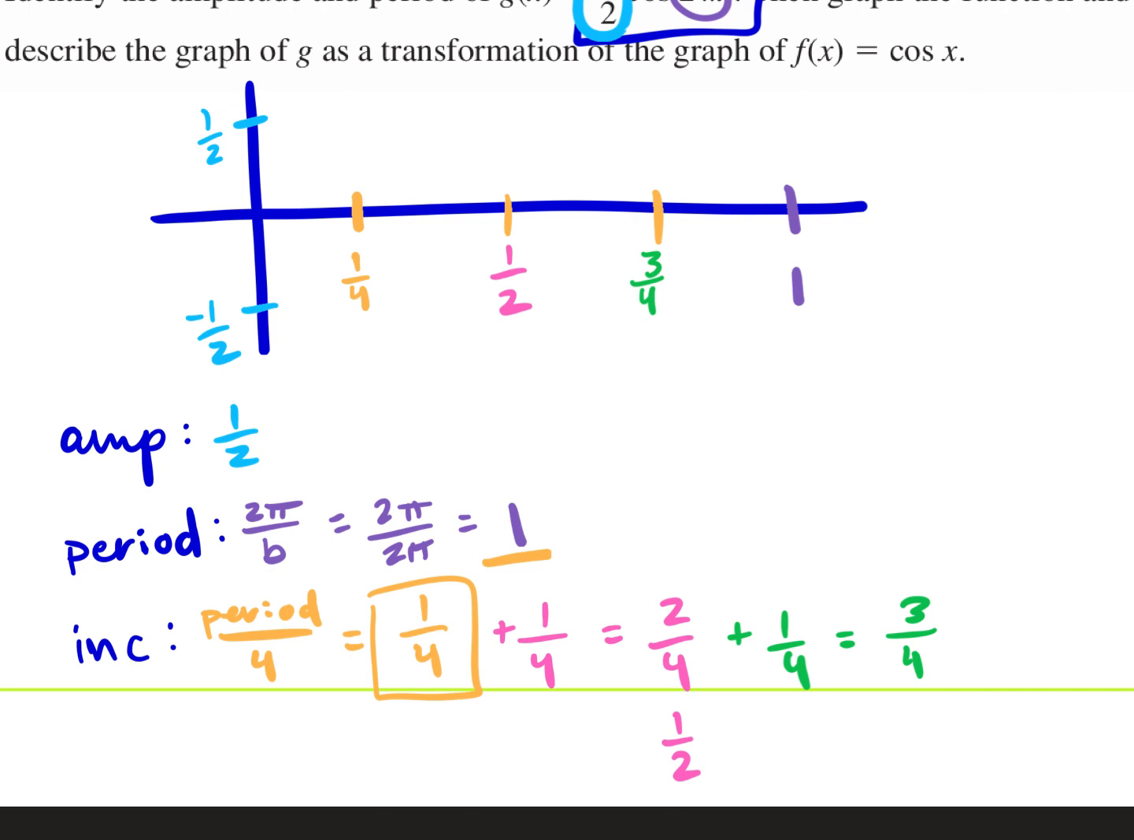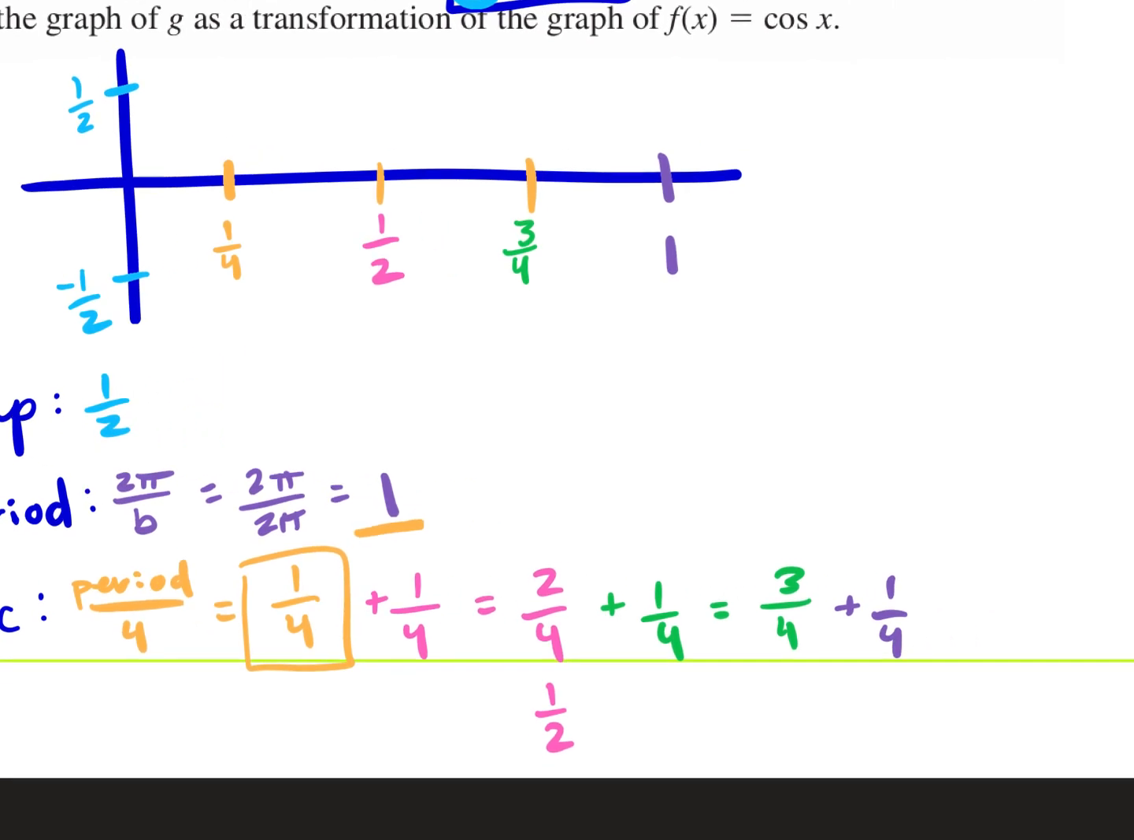If you want to, you can add it again. Add another 1/4. What's 3/4 plus 1/4? 1. It'd be 4 over 4, which is 1, which is where we end. Perfect. So we added it right.